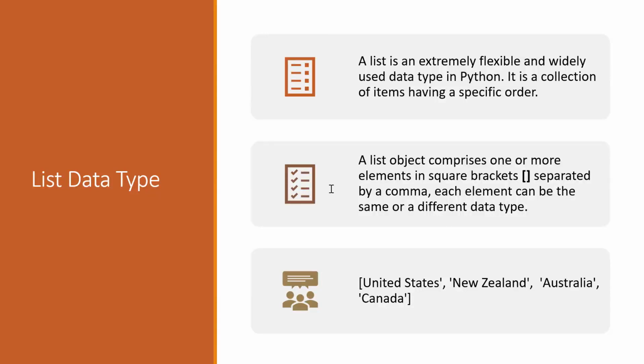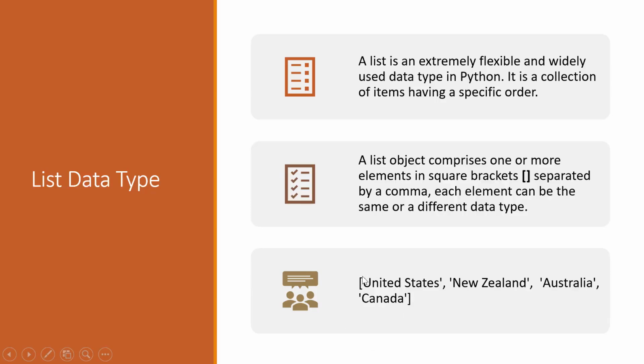So a list is an extremely flexible and a widely used data type in Python. It is a collection of items having a specific order. However, it is not necessary for all the items in the list to be of same type. Now a list object comprises one or more elements in square brackets separated by a comma, and each element can be of same as well as of different data type. So here we can see an example of list.